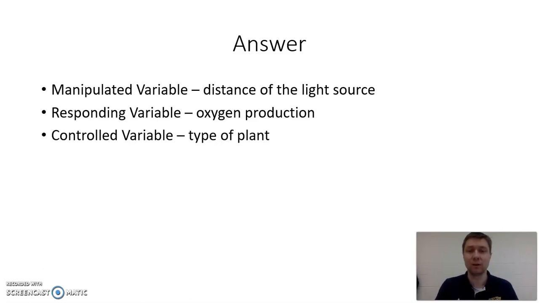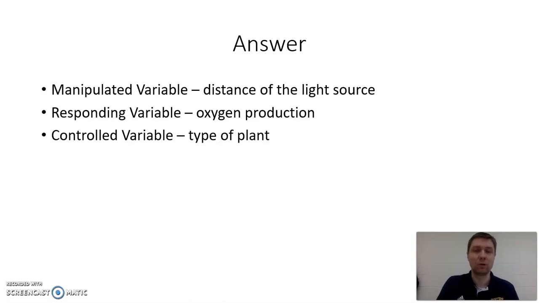And then the controlled variable for this is going to be the type of plant. But there are also going to be some other control variables that you're going to want to keep track of as well. Lots of times experiments do have multiple control variables. Another one here might be that you give the plant the same amount of water when you move the light source, so that the plant doesn't have nutrients in other ways that help it photosynthesize. And you're really only testing the amount of light being provided to that plant and the oxygen that comes from that light intensity.